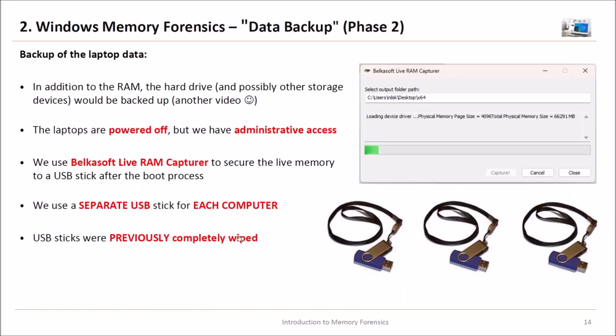Now we come to the second phase, the so-called data backup phase. Now we back up the data of the laptops. In addition to the RAM, of course, the hard drive and possibly other storage devices would also be backed up, but this is part of another video. But we will have a small glimpse at hard drive analysis later. The laptops are powered off, but of course we have administrative access because we got it from the employees of the power plant.